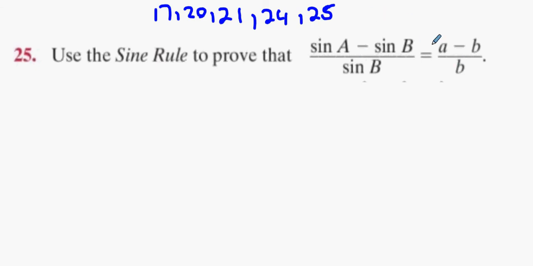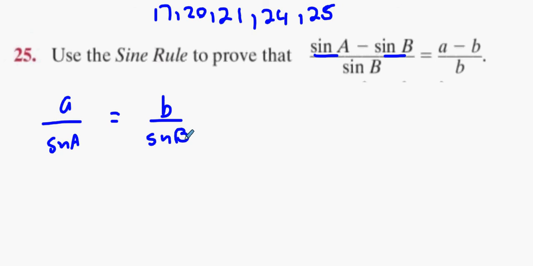I tend to take the more complicated side, so I'm going to write down sine A and sine B. I'm going to write down the sine A over sine A, B over sine B. That's the sine rule in a nutshell. Right? So what we want to do is get rid of the sine A, the sine B, and the other sine B.